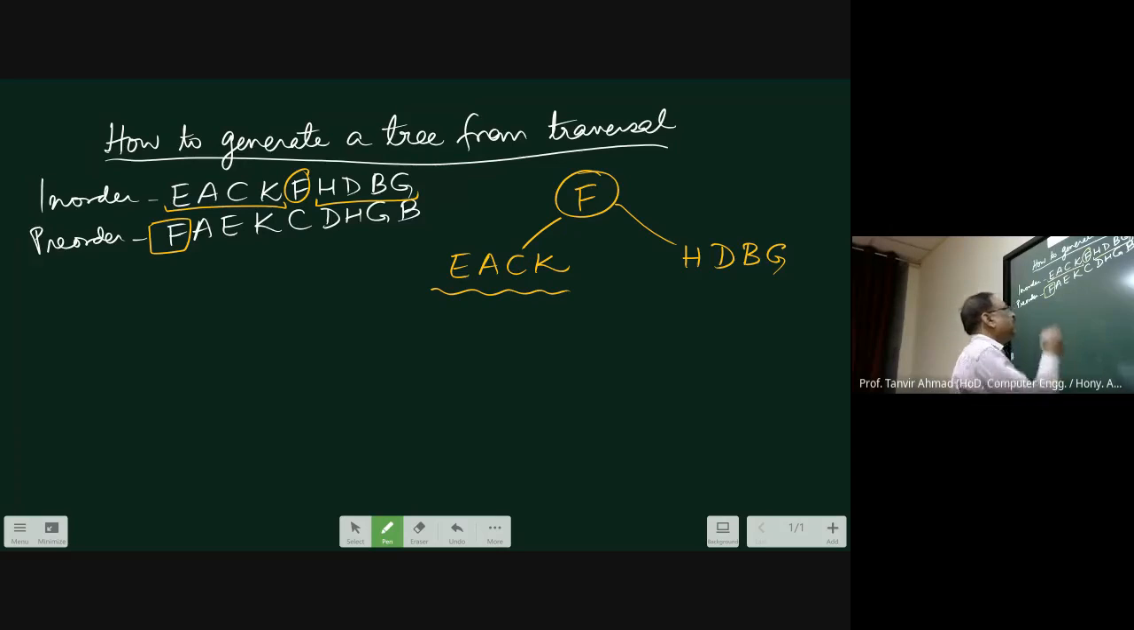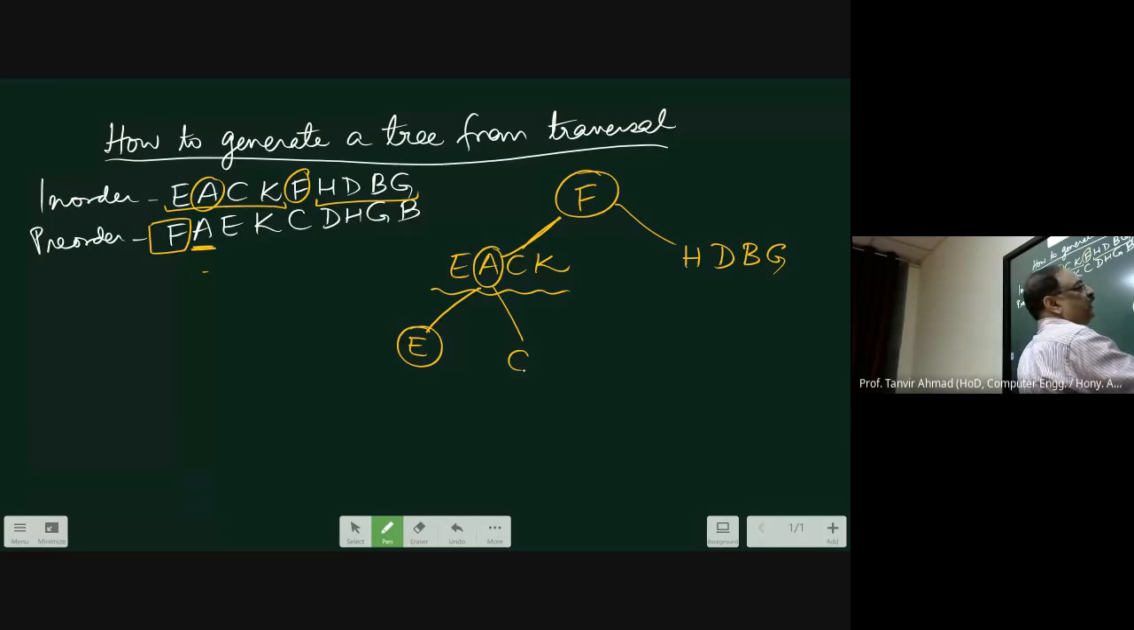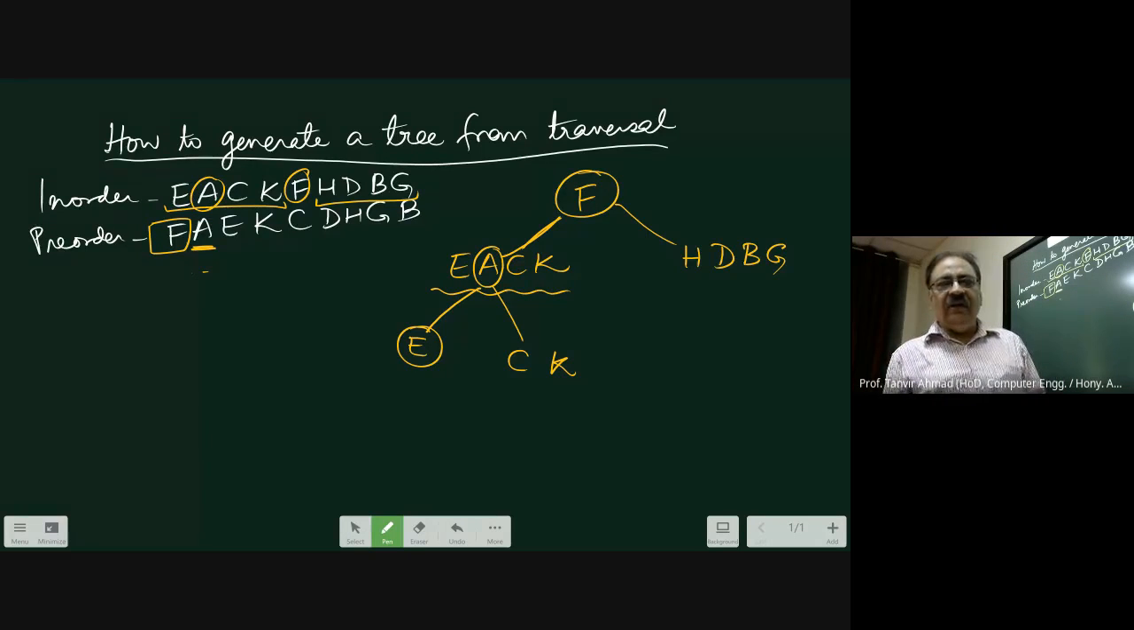Now you check the pre-order, I get A. When I get A, it means that A is the root over here. That means I'll make this the root and check the A over here. You find that E is on the left-hand side, therefore E will come here. And on the right-hand side, you will get both C and K, because right of A is C and K, left of A is E. Therefore, E will come on the left-hand side and on the right of this will come C, K.